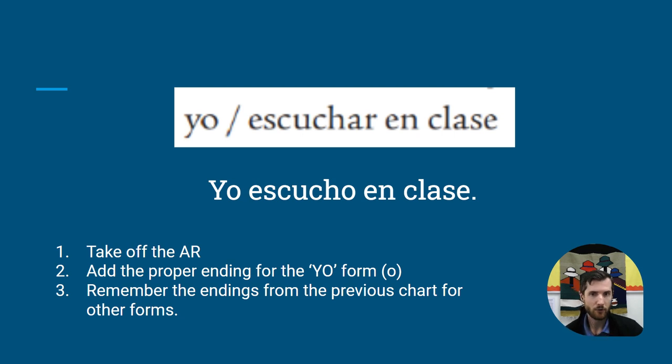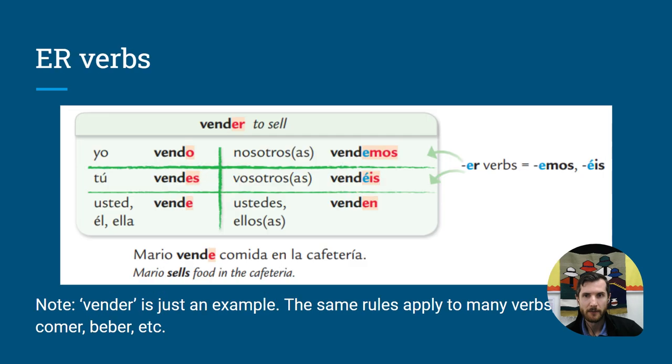And your test will try to trick you. Wait, do I want the yo form, the tú form, the he form, the she form, the we form, etc. So like I said in the chart from the previous slide, make sure you pay close attention to those endings.